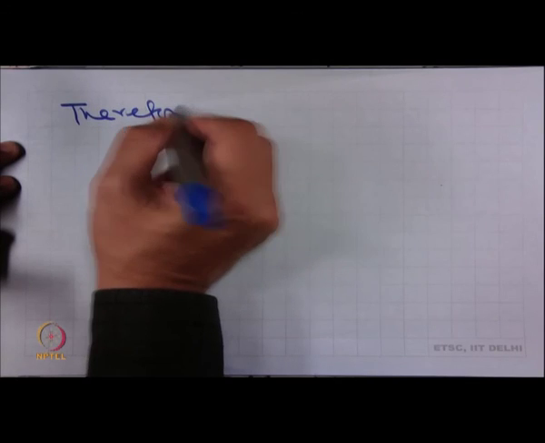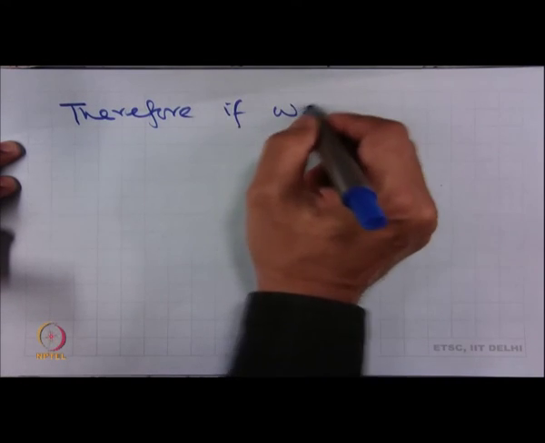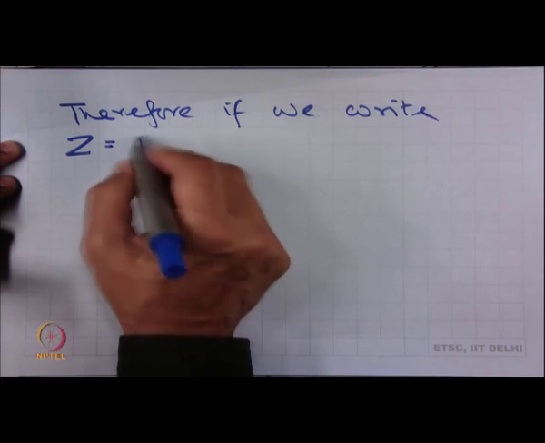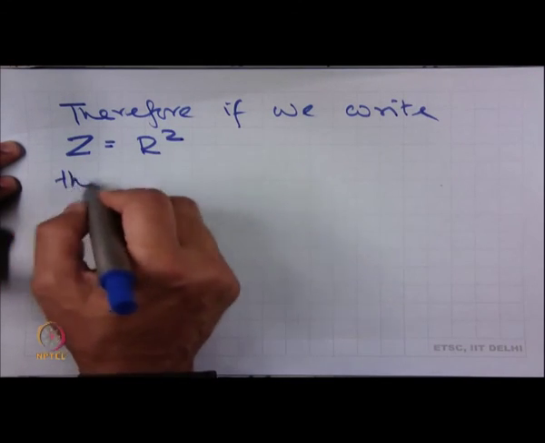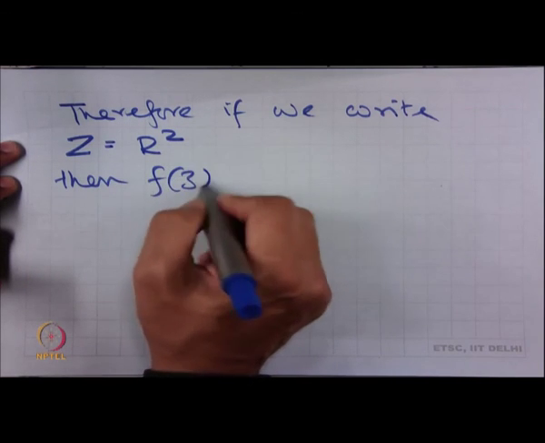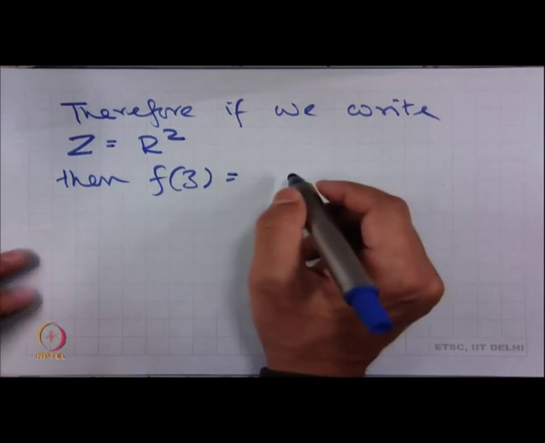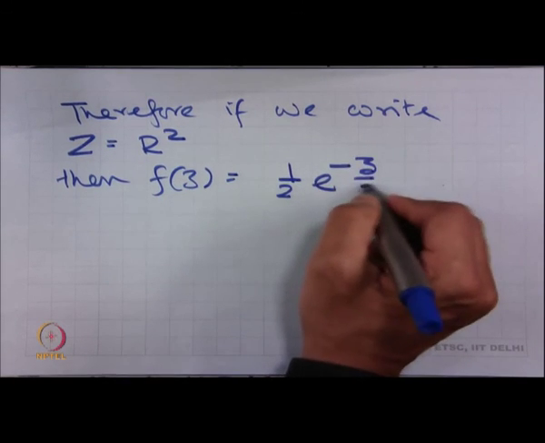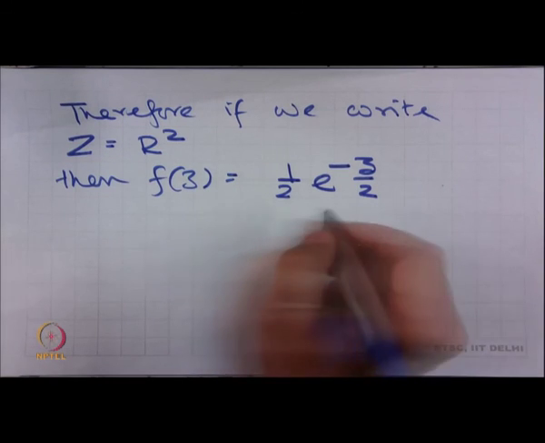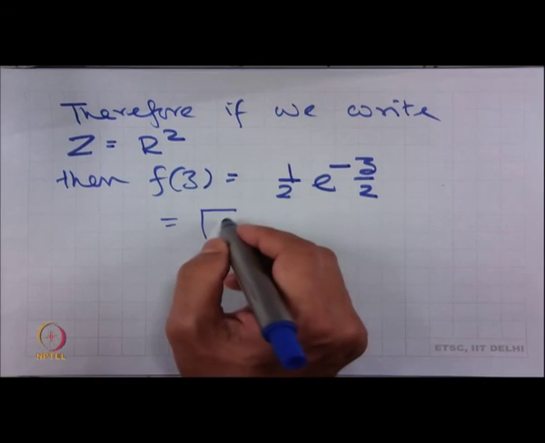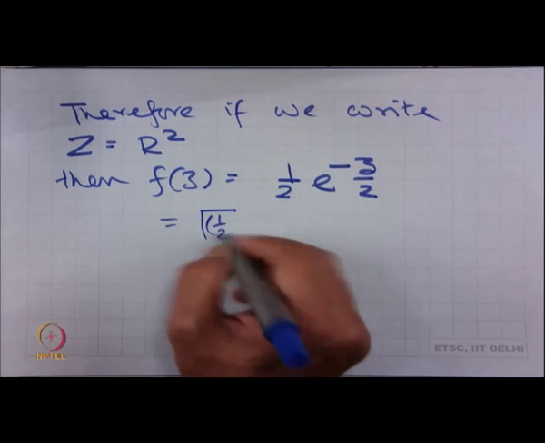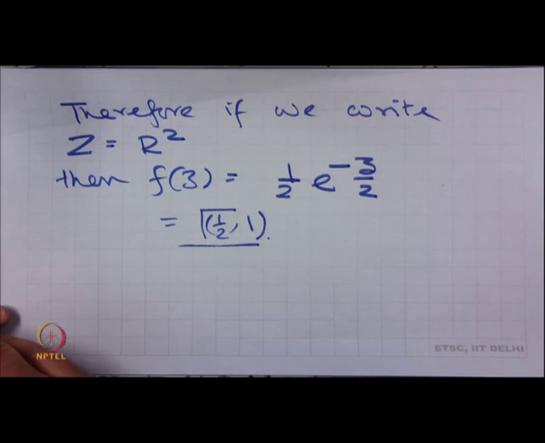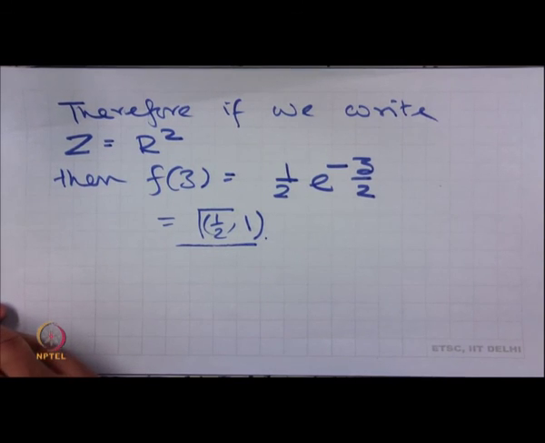Therefore, if we write z is equal to r square, then f at z is equal to half into e to the power minus z by 2, which is equal to gamma half comma 1. So, this is the result that we have already obtained using moment generating function.